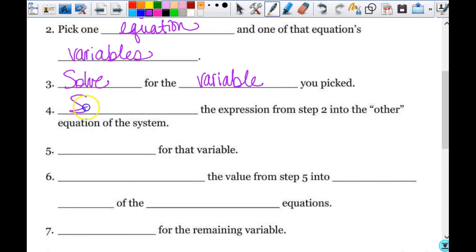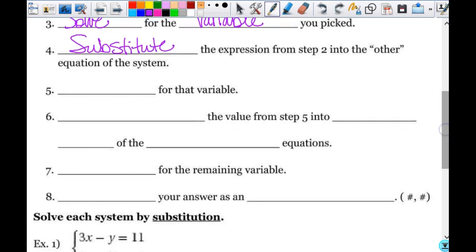Then you substitute the expression from step 2 into the other equation of the system. So the other one. Don't substitute back into the one you just manipulated, because then you're just going in circles and not getting anywhere. So make sure it's the other one. Now you just have one variable left, so you solve for that variable. Now you're done with that part, and you get something like x equals 5, or whatever it is.